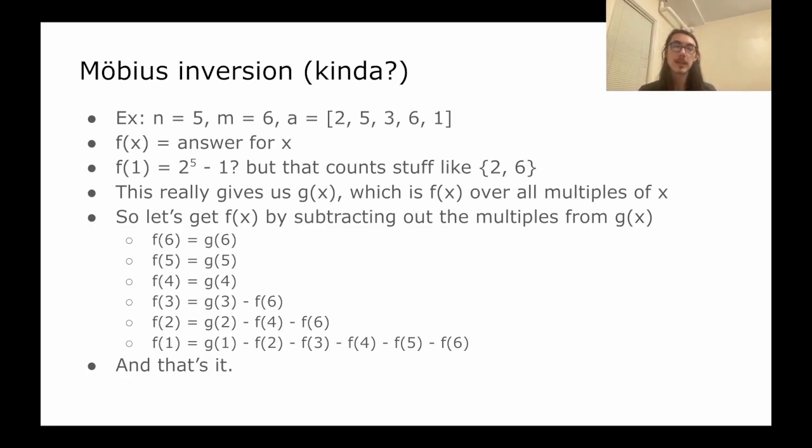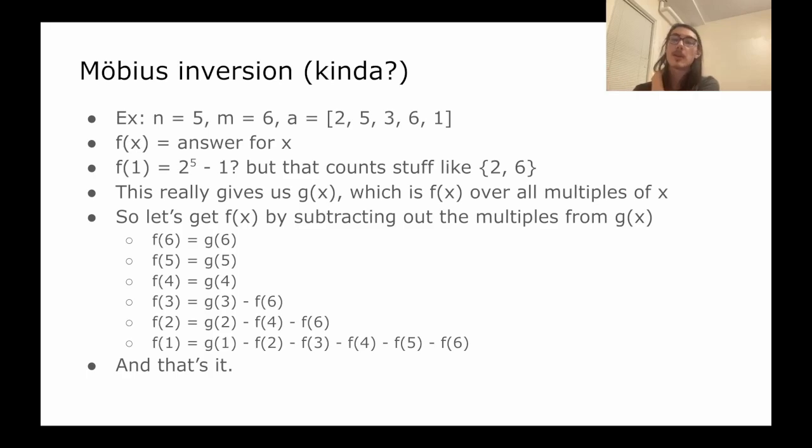So that might count something like a subsequence, for example, just 2 or just 6, or the subsequence 2 and 6. And so the problem with it is sometimes it takes subsequences where the GCD is greater than that number, and specifically where the GCD is a multiple of that number, because we're only using the multiples of that number. So this gives us not f of x, which is what we want, but it gives us some other function g of x, which is the sum of f of x over all of the multiples of x.